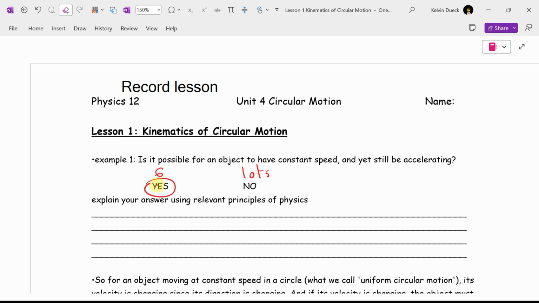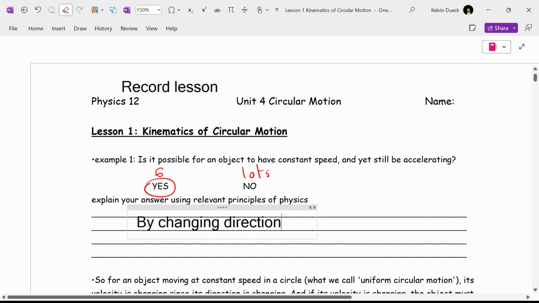Why is the correct answer yes? How can you be traveling at a constant speed but still be accelerating? Well, first of all, we defined acceleration as a change in velocity. Velocity is a vector. It has both magnitude and what? So if you're going around a corner at a constant speed, but your direction is changing, is your velocity changing? Yes. So is there an acceleration? Yes. So you can be accelerating while going at a constant speed by changing direction.